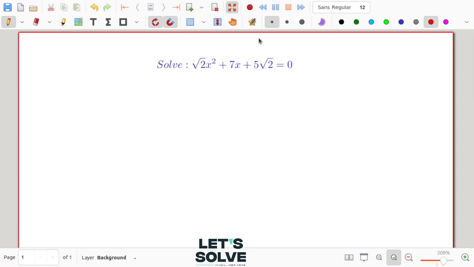We'll solve a problem which you are seeing on the screen. This problem is taken from the NCERT book of class 10. What is the problem? Let's see. Solve root 2x square plus 7x plus 5 root 2 equals 0. This is a quadratic equation we have to solve. Solve means we have to find the value of x.